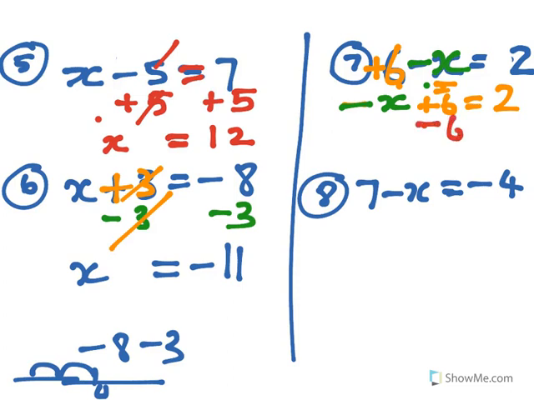Now I need to get rid of the 6, because that's furthest away from the x. So I minus 6. So you get minus x equals, the 6's cross out, because it's plus 6 minus 6 is 0. 2 minus 6 is minus 4.